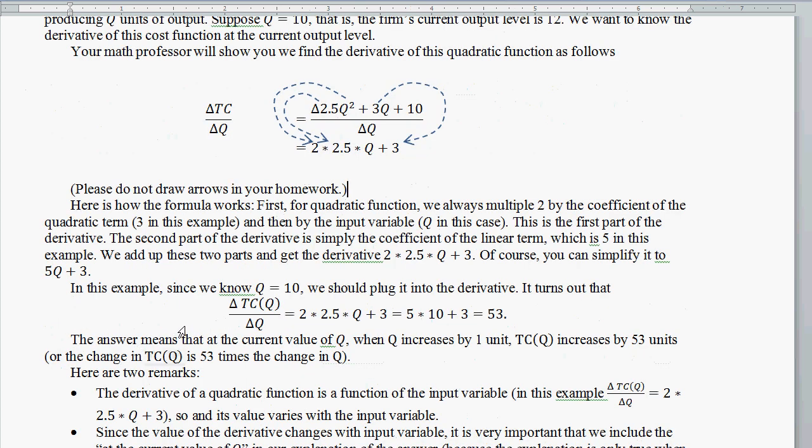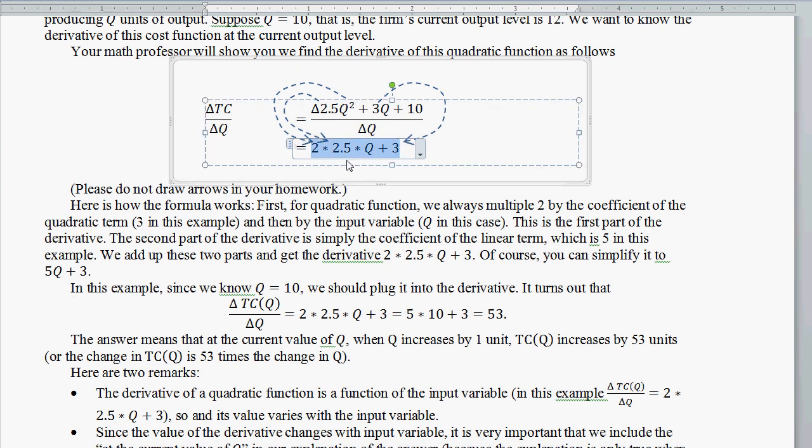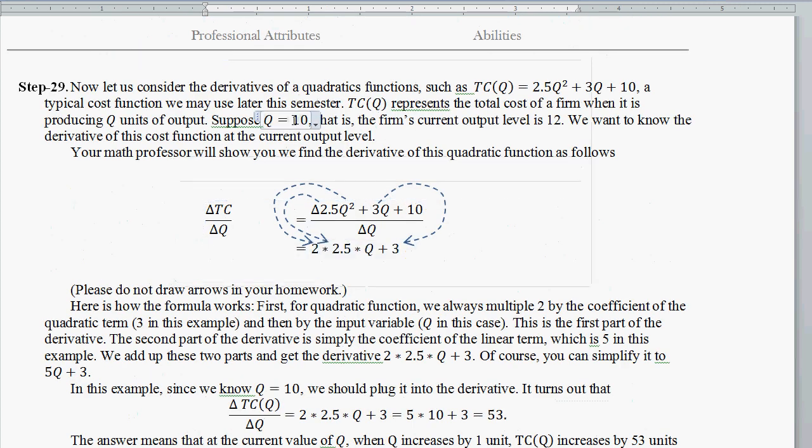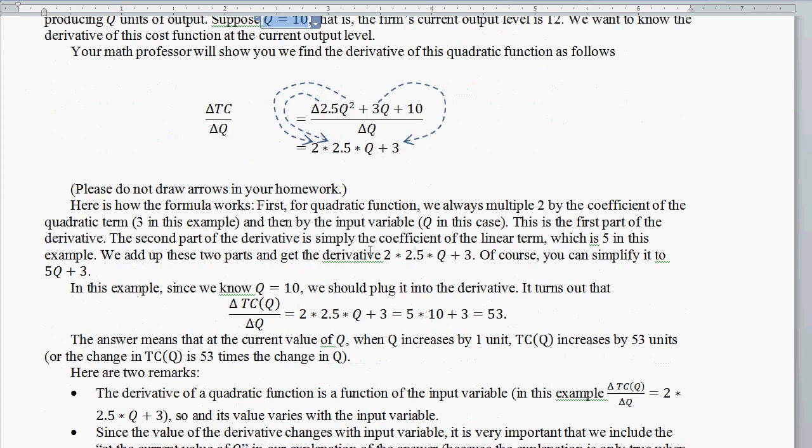That's our intermediate answer. Of course, you can simplify it to 5Q plus 3. That's fine. Maybe you should do that. And in this example, we know that the firm is currently producing 10 units of output, so we can plug in Q and see what the derivative is equal to. Okay, when Q is equal to 10, let's plug it in. The answer is 53.